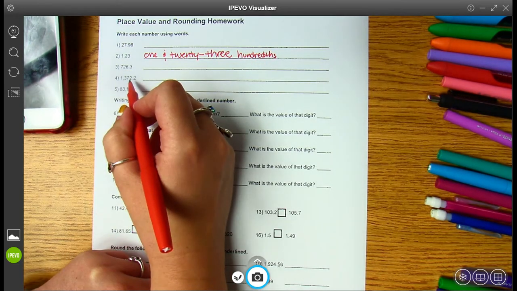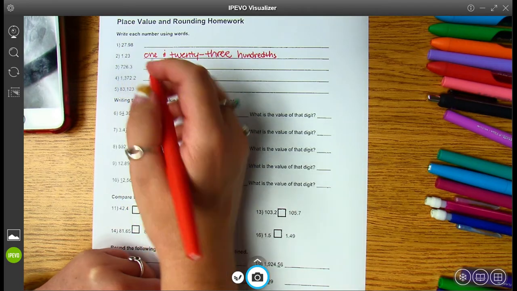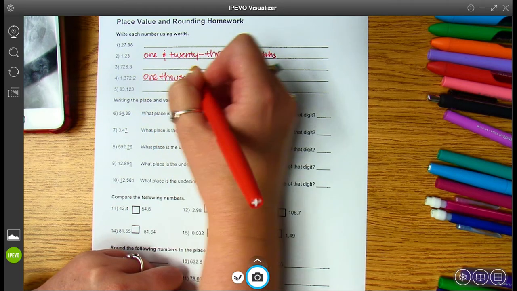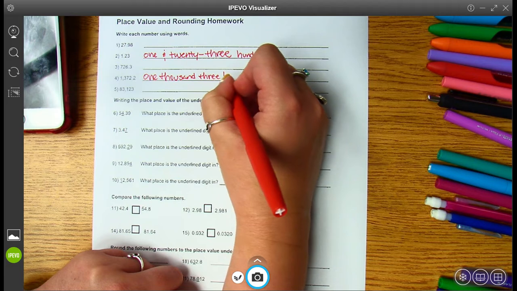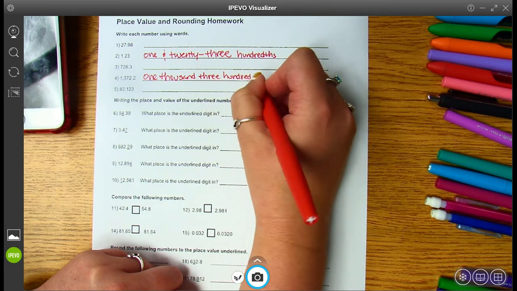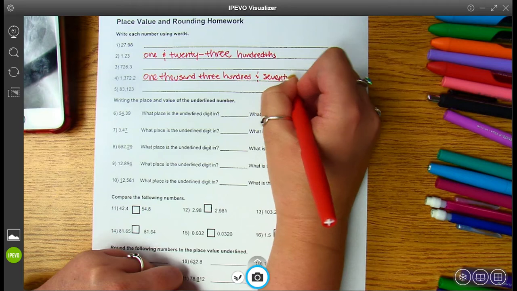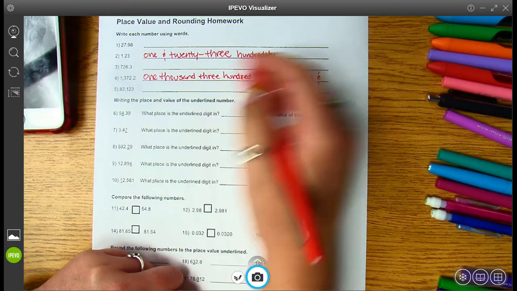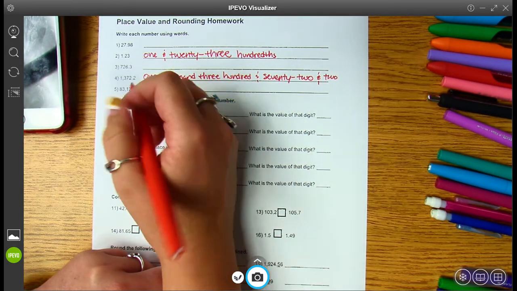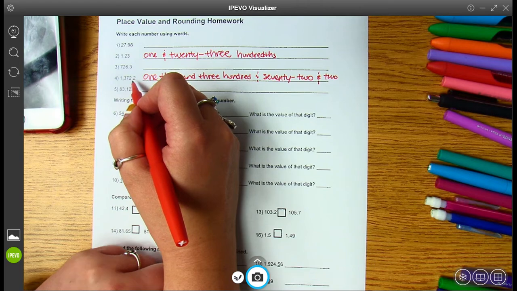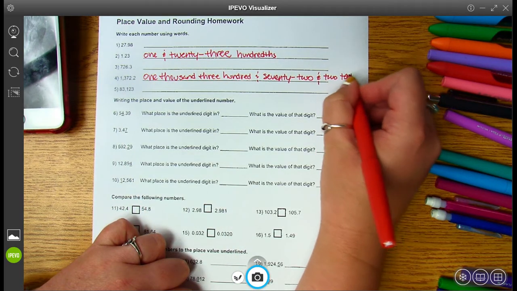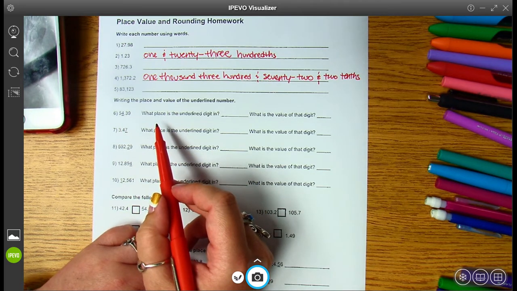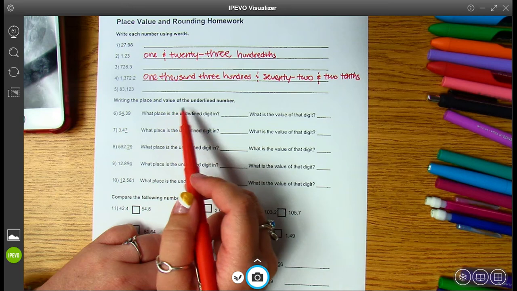Okay, this one, to the left of the decimal, it's 1,372. Then after the decimal, we put an "and" and that's a 2. And then we have to name what place value it's in. It's in the tenths, with the TH, place. So 2 tenths. Okay, for this section, it wants you to write the place and value of the underlined number.